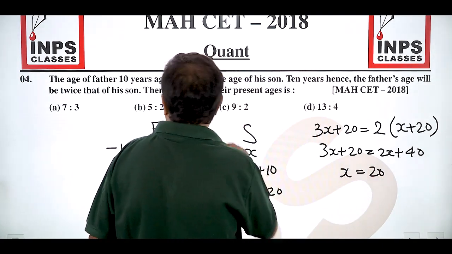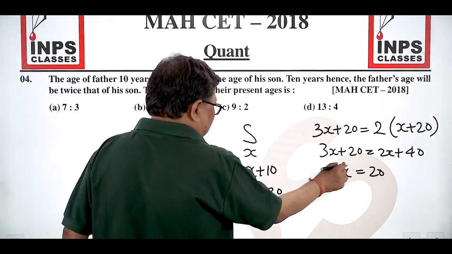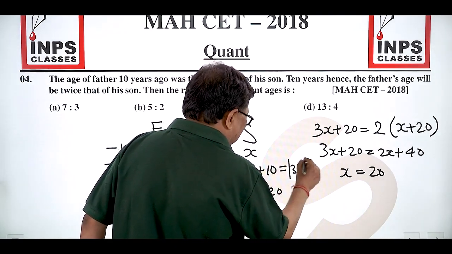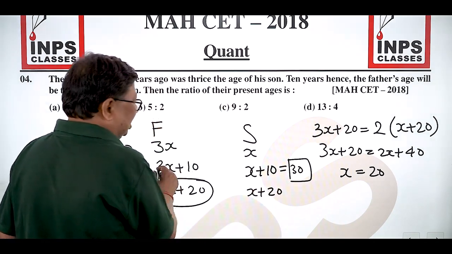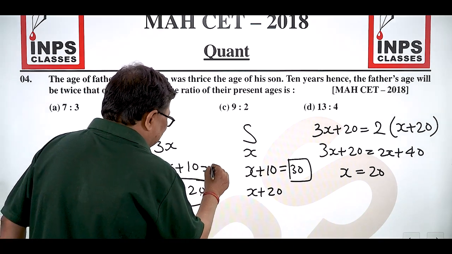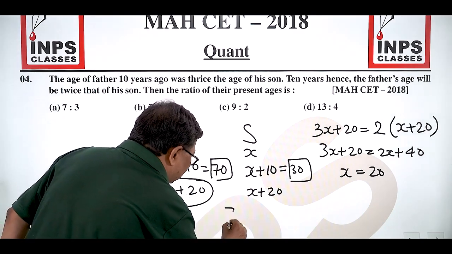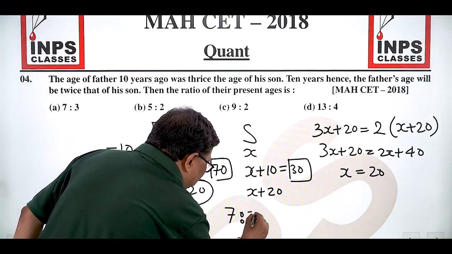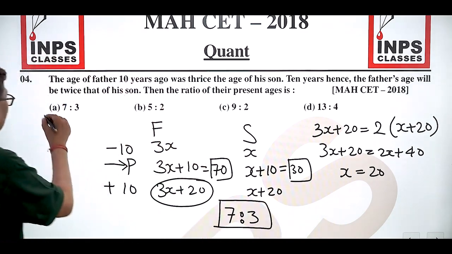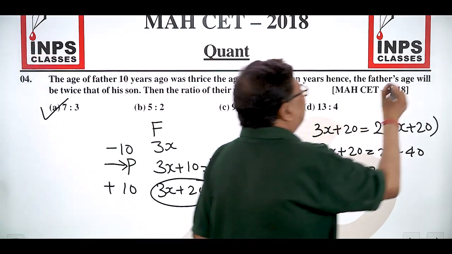Now we want to find the ratio of their present ages. The present ages are this. So the son, 20 plus 10, is 30 at present, and the father, 3x, so 20 into 3, 60 plus 10, 70. So he is 70 years old. So the ratio of father and son, 70 is to 30, or 7 is to 3. 7 is to 3 would be the answer. So option A is correct, 7 is to 3. Let's move on to the next question.